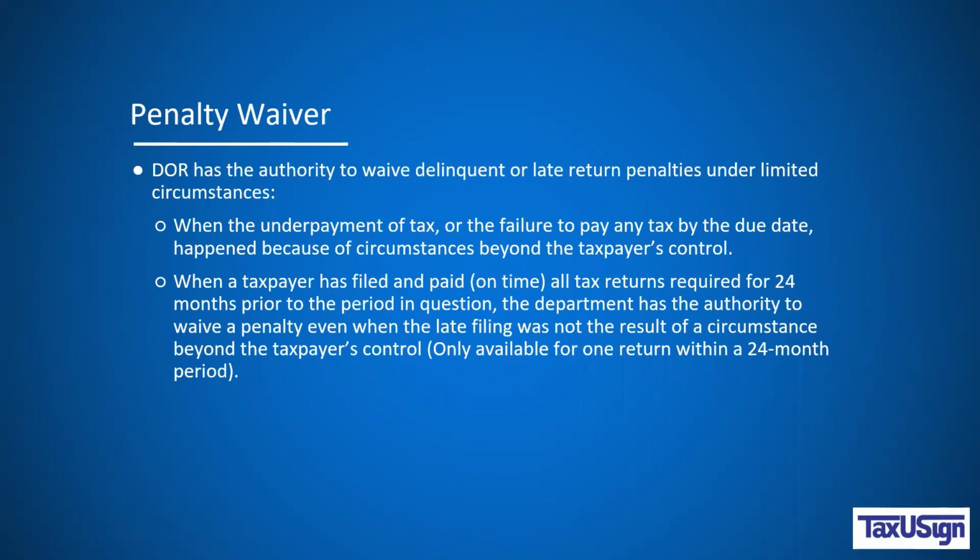Penalty waiver. So Department of Revenue has the authority to waive delinquent or late return penalties under limited circumstances. When the underpayment of tax or the failure to pay any tax by the due date happened because of circumstances beyond the taxpayer's control. When a taxpayer has filed and paid on time all tax returns required for 20 months prior to the period in question, the department has the authority to waive a penalty, even if the late filing was not the result of a circumstance beyond the taxpayer's control. This is only available for one return within a 24-month period.